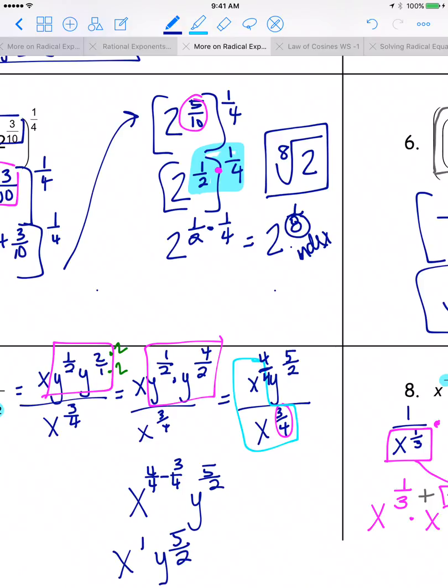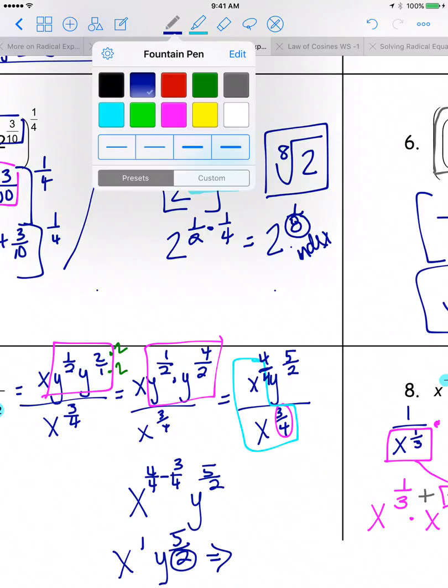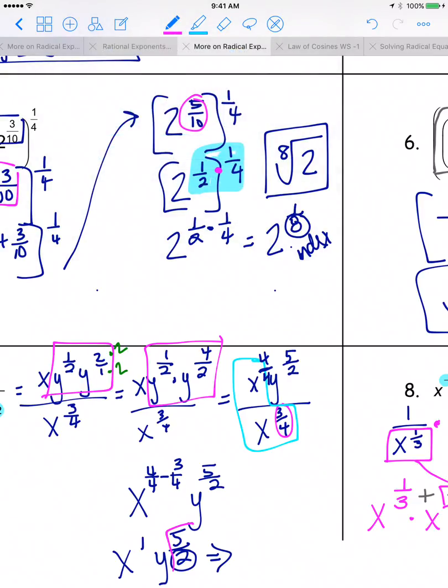If we wanted to write this as a radical, this would be x times the square root, because the index is 2, and there's an understood 2 here. We don't have to write that. And we would have y to the 5. Now, what did we not do that we should have done? Let me erase this, because we did not simplify. So we need to simplify this because we can.